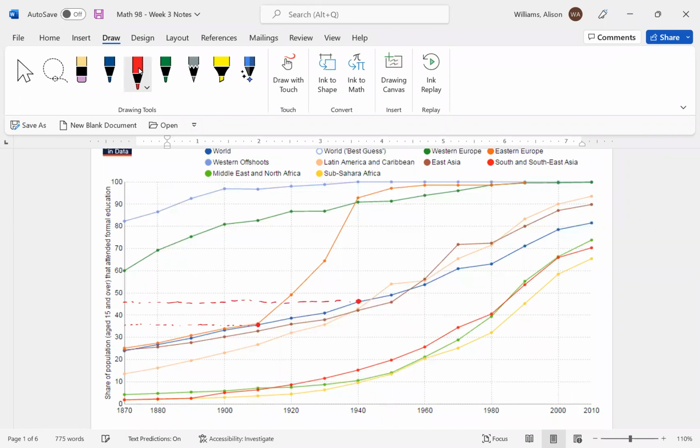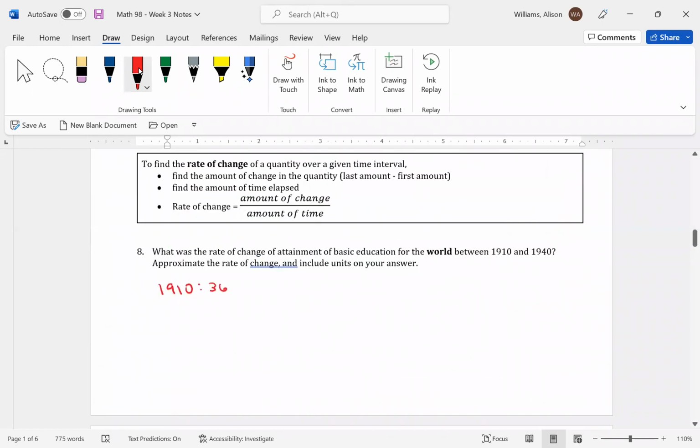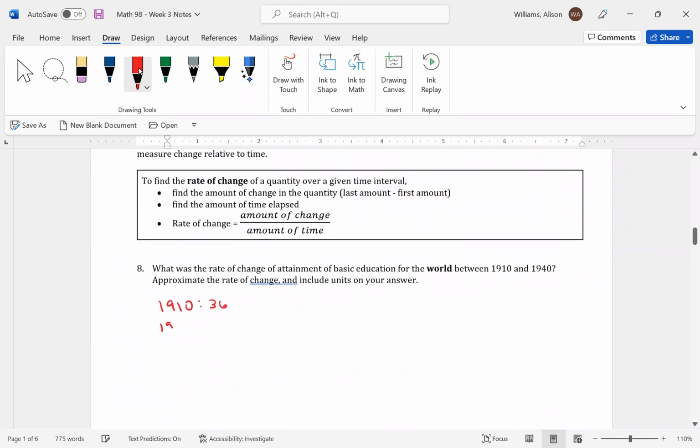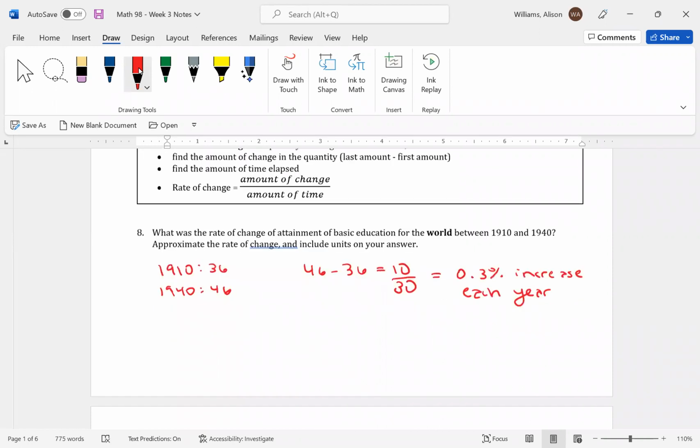Okay, I would say maybe 47 or 46. Let's go with 46. It's pretty close in terms of where it's located. So 1940, 46. Okay. So for these two, it's only a 10% increase for the world over that 30-year period. So if I divide 10 by 30, that comes out to 0.3% increase each year, or per year. I think that's how I said it last time, but it's the same idea.